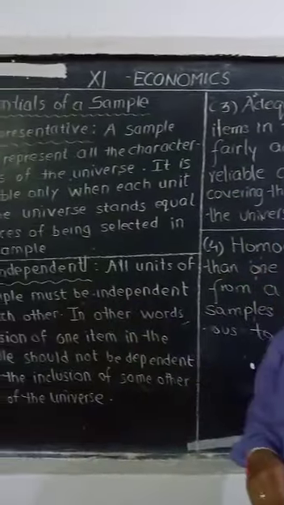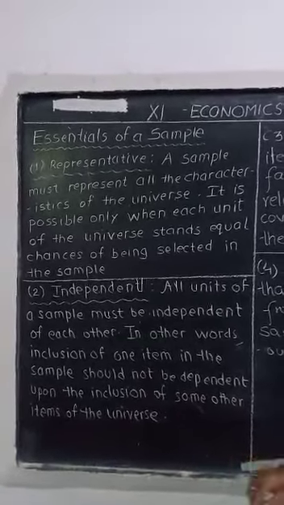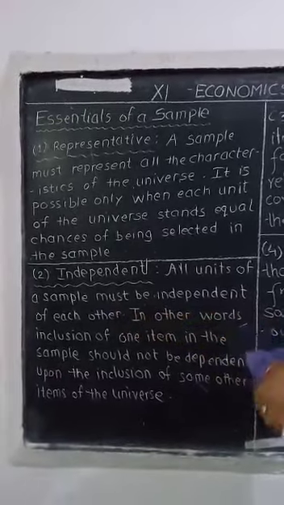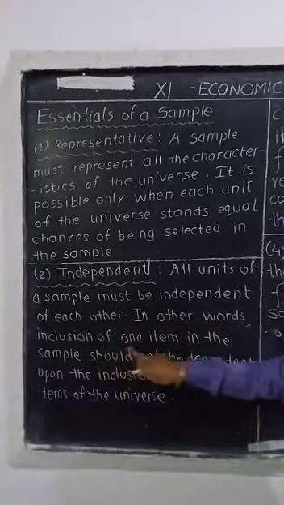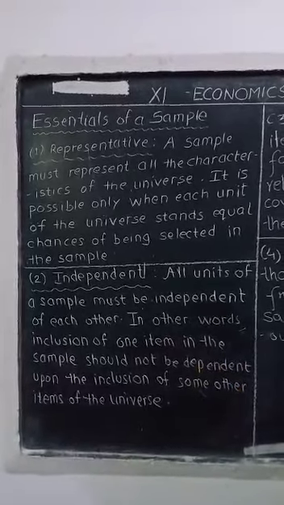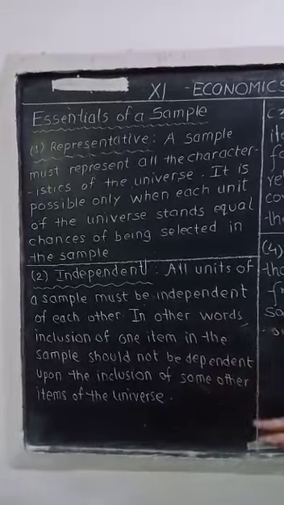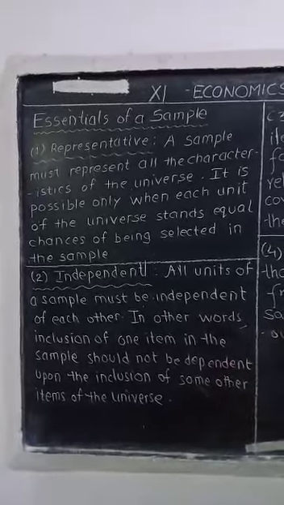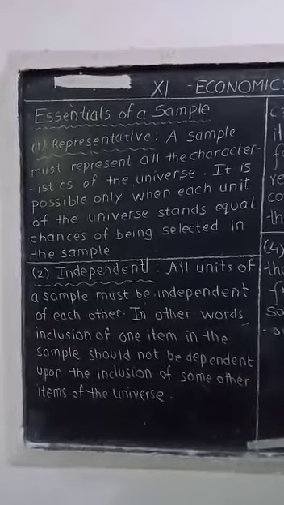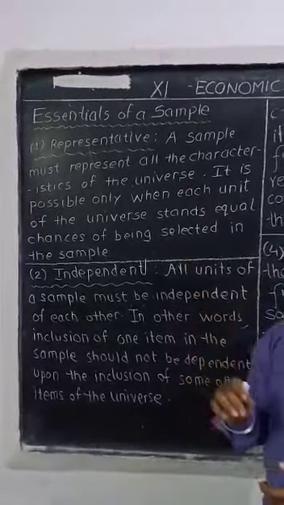Second is independent, meaning the selection of one should not be dependent on another. So all units of a sample must be independent of each other. In other words, the inclusion of one item in the sample should not be dependent upon the inclusion of some other items of the universe. Otherwise it will give a biased result, a biased conclusion. So these are the two essentials of a good sample.